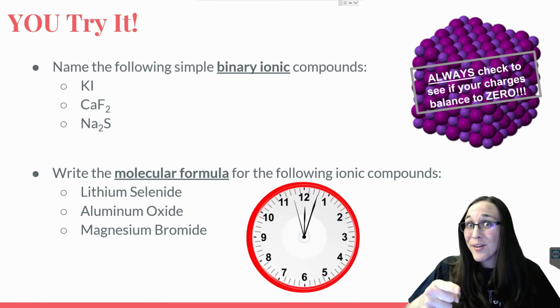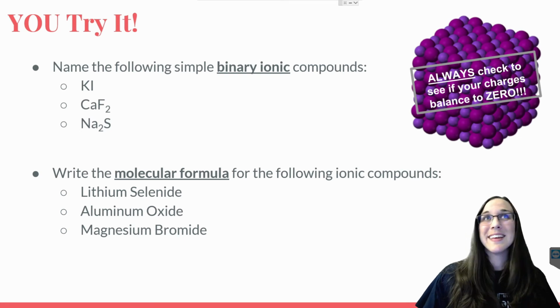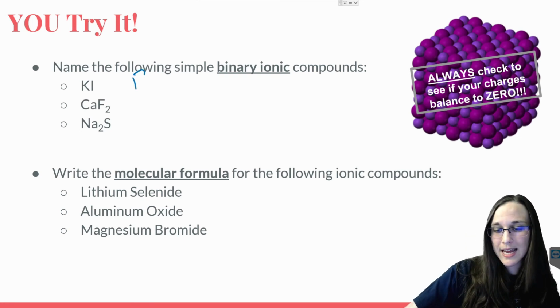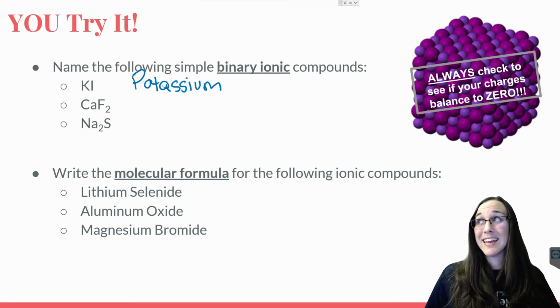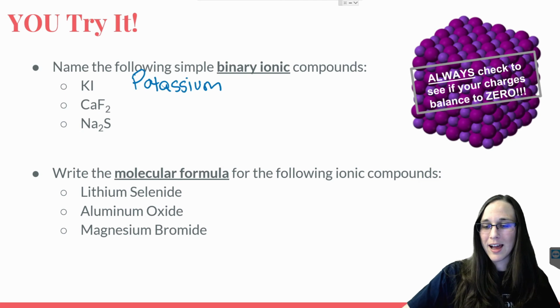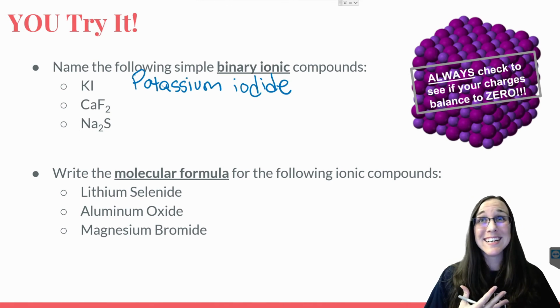Let's check your answers, see if you got them right. KI, K stands for potassium, so you would just write potassium. I stands for iodine, and we just have to end it in "ide" now, so it would be iodide.